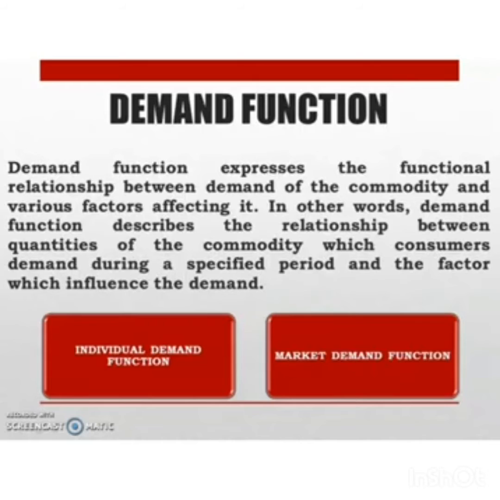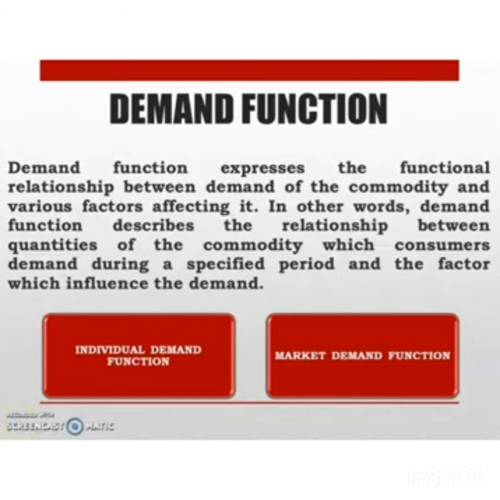So in other words, demand function describes the relationship between quantities of the commodity which consumers demand during a specified period and the factors which influence demand. Okay. So demand function explains the relationship between the demand for a commodity and the factors determining demand. So it gives functional relation between demand and its factors. So there are two types of demand function. They are individual demand function and market demand function.